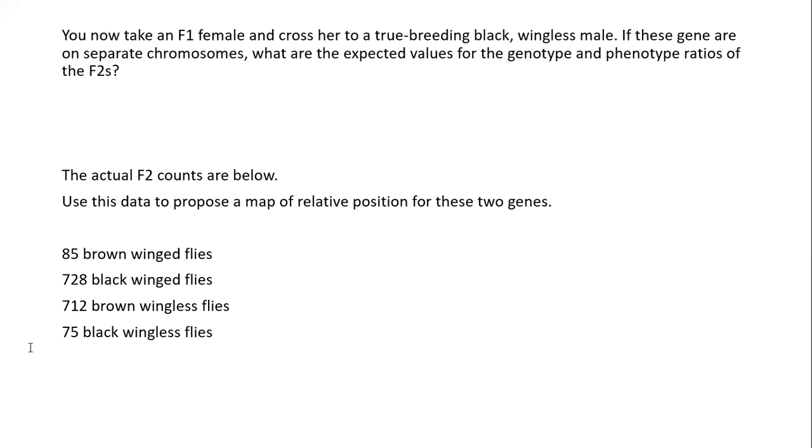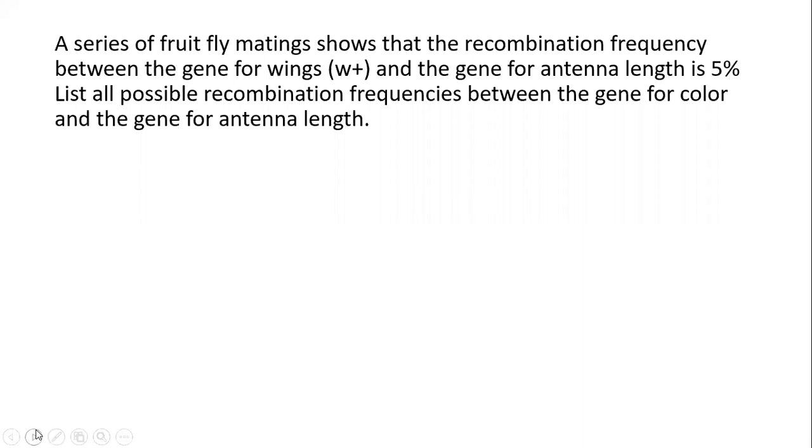So let's take a look at including a third gene and what we can do with that. With the same set of data, we have this wing gene, the W plus, and then we had this color gene. And we know that the wing and color are 10 apart. So let's bring that information forward. We know that C and W are 10 map units apart.